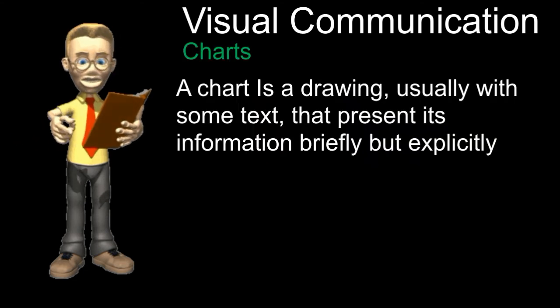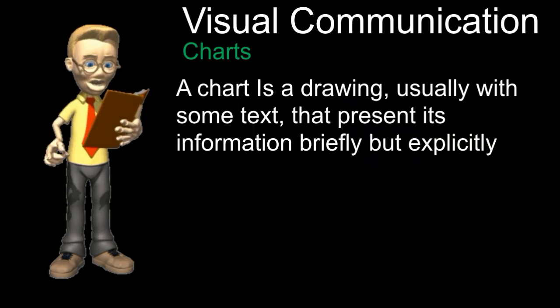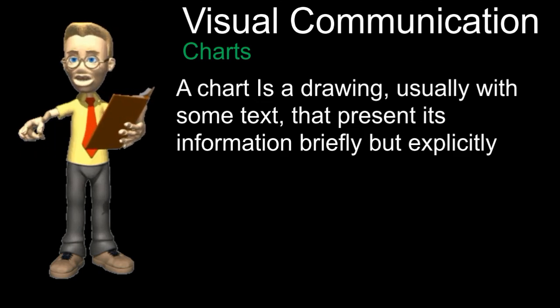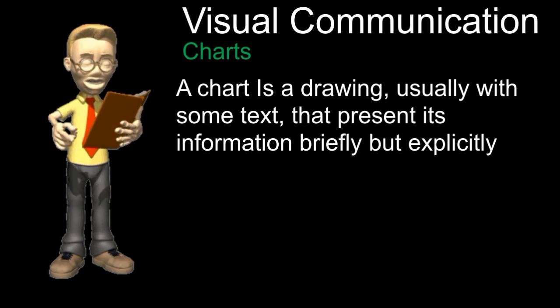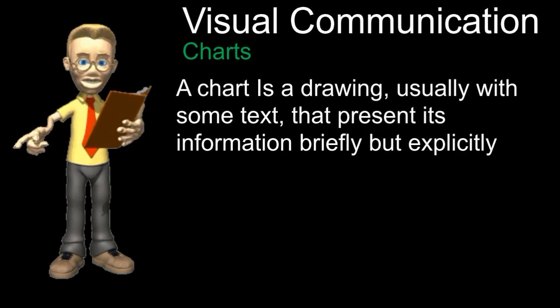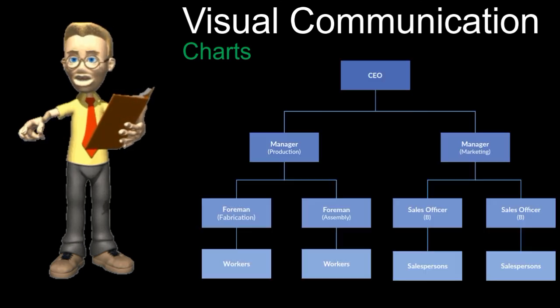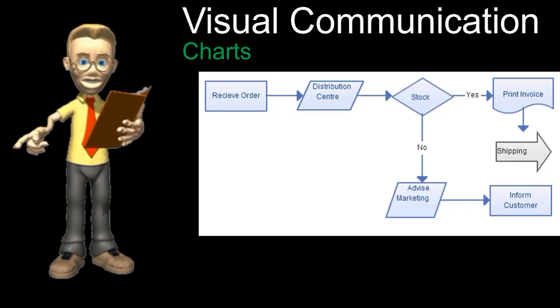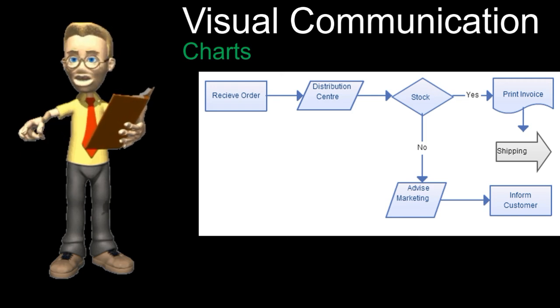Charts. Now a chart is a drawing, usually with some text to represent information briefly and explicitly. Now businesses use charts in many ways. For example, they could use charts in an organizational chart to show the positions and the lines of responsibilities of the various positions within that company, or they could use charts as flow charts, to show a process or a sequence.